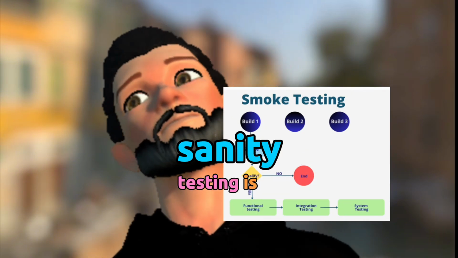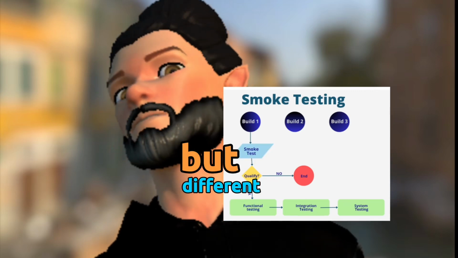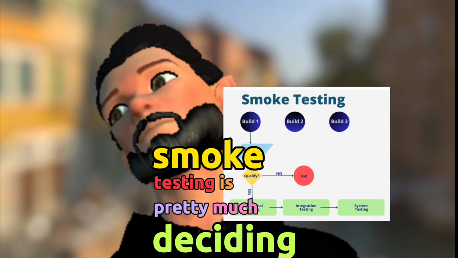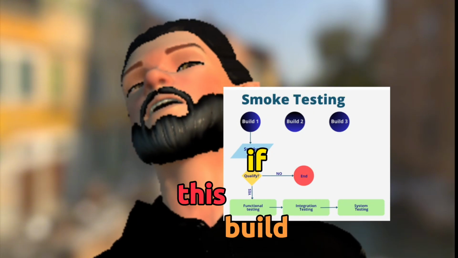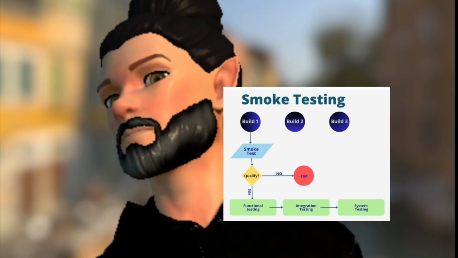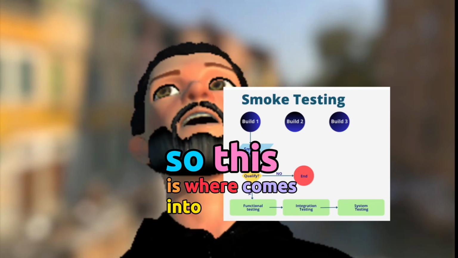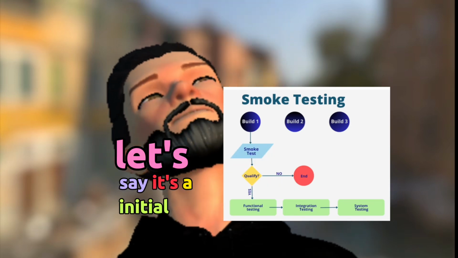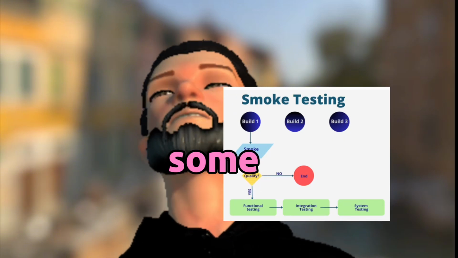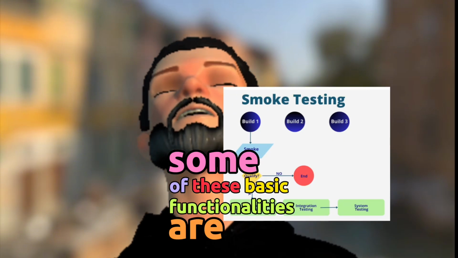Sanity testing is similar to this but different. We can talk about it in the next call. But smoke testing is pretty much deciding if this build or application or this version is testable. So this is where it comes into, let's say, an initial round of regression. The first round of regression is to make sure some of these basic functionalities are still working.